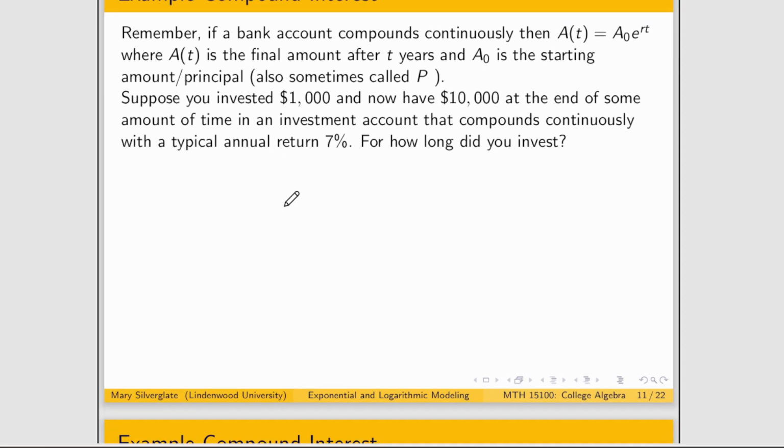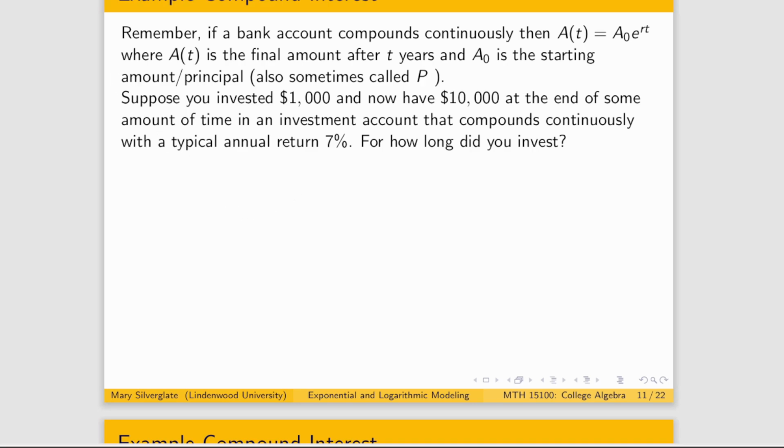We, of course, can still do this with the continuously compounding interest that we looked at a lot in the past, which has the same sort of stem of a model. So for this one, we invested $1,000 and now have $10,000 at the end of some amount of time on an investment account that compounds continuously. So that's again that key word that tells you this is the model we want, with a typical annual return of 7%. For how long did you invest?